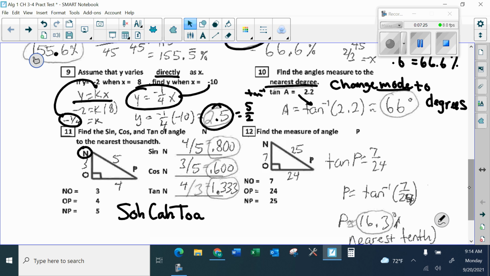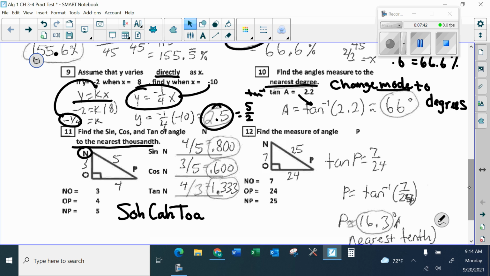Those are exact answers, but then I read the directions and it says nearest thousandth, so I need to put 4/5, which is 0.8, and put 2 zeros after it because it wants the nearest thousandth. Okay, so don't forget that. If you lose 4/5, 3/5, and 4/3, you'd lose a point.